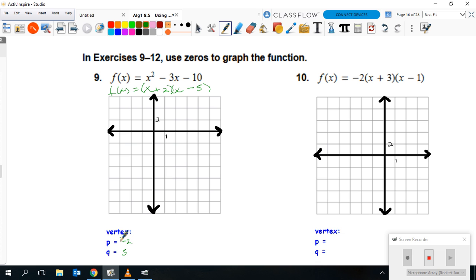For your vertex and your axis of symmetry, remember, x is equal to. So what I want you to do now is basically finish this one off. So find the axis of symmetry and the vertex, plot the vertex point, plot the p and the q, the x-intercepts, and then try to graph it from there. And then I'll show you that answer in just a minute. So finish up number 9 and then play it to check your answer.